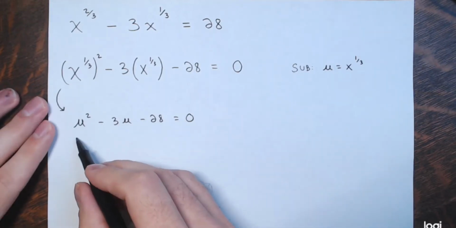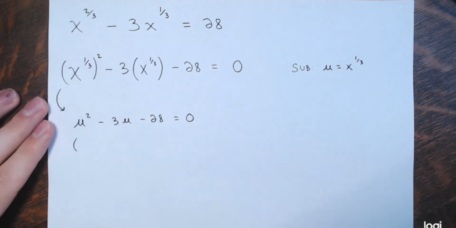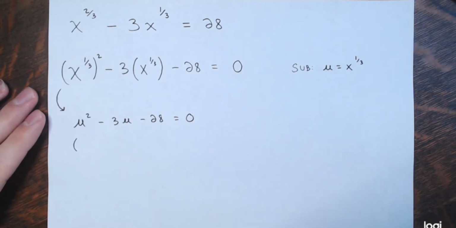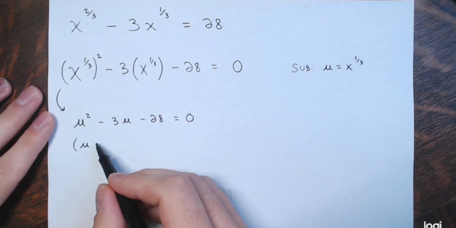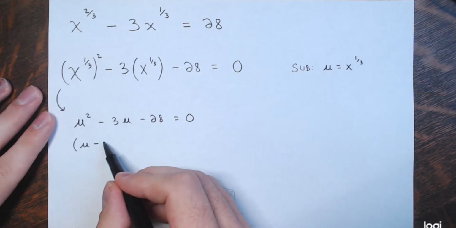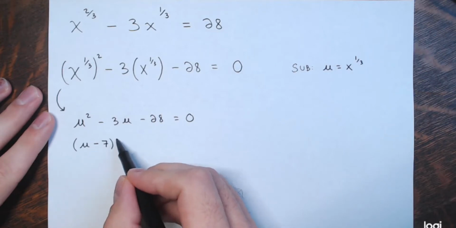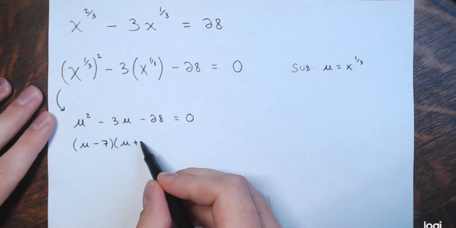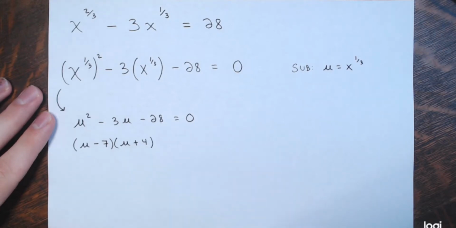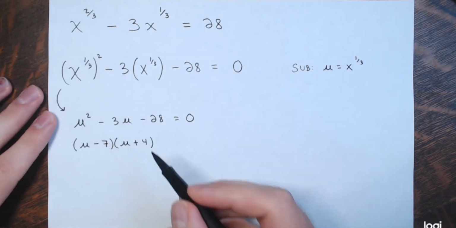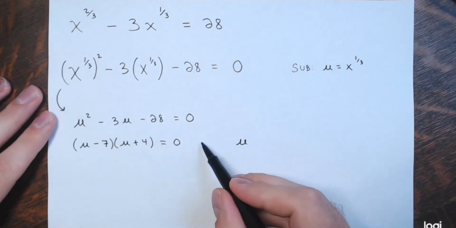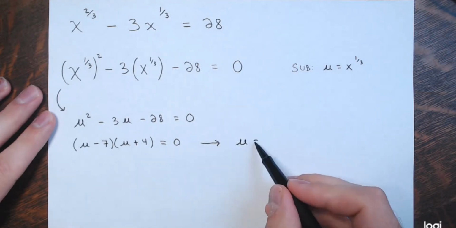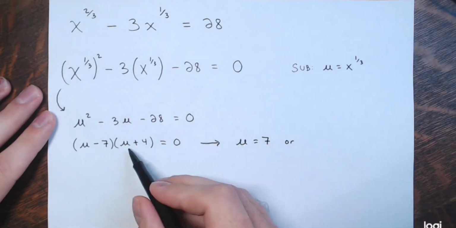You can use the quadratic formula or completing the square, those are totally fine. It's just if it's factorable, that might be easier as well. Like this one's easily factorable. This factors to u minus 7 times u plus 4. This would be u squared minus 3u minus 28 factored. So I'm getting possible solutions of u equals 7 or u equals -4.